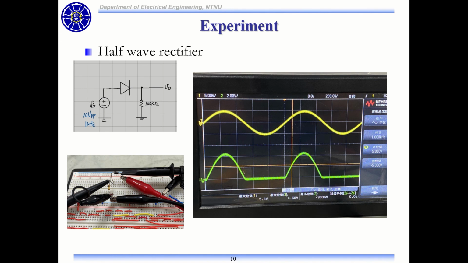The upper left is the circuit diagram. The lower left is the actual circuit diagram. And the right is our result. And you can see Vin is 5.4 and the Vout is 4.668.